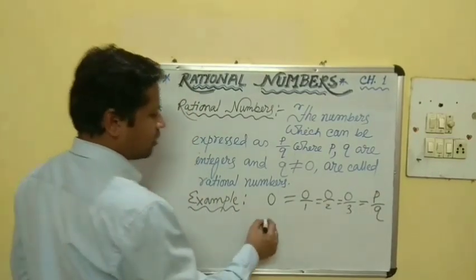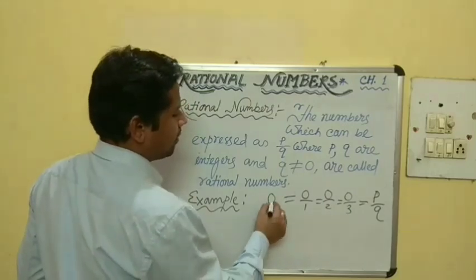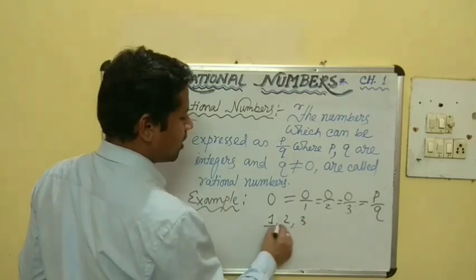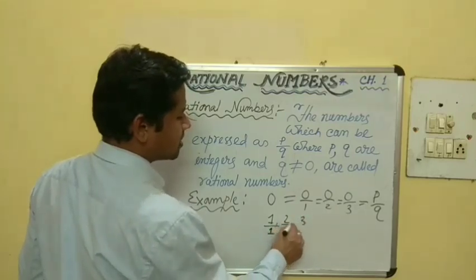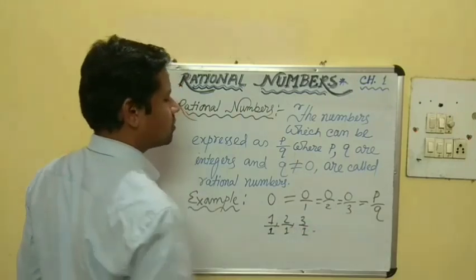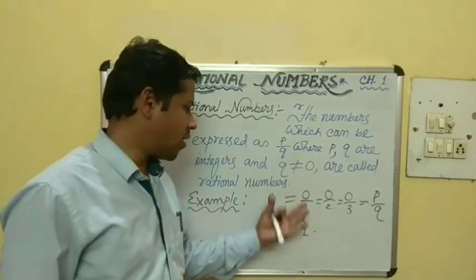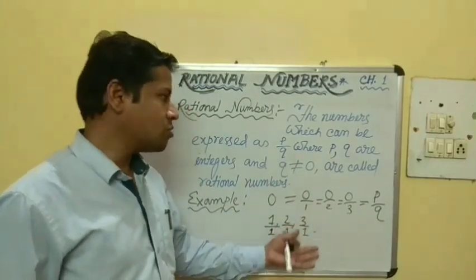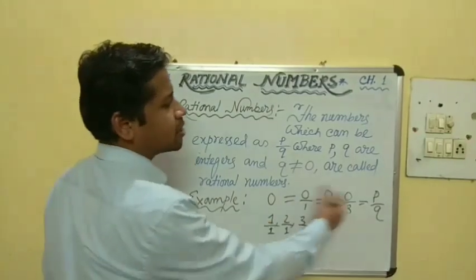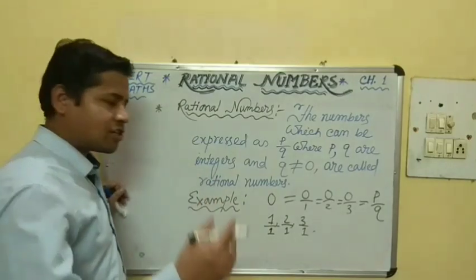Again, if you take any whole number apart from 0, like 1, 2, 3, every one can be expressed as 1 by 1, 2 by 1, 3 by 1, and so on. That means all the natural numbers and all the whole numbers are also part of rational numbers, because those numbers can be expressed as P by Q. Every integer is also a rational number.